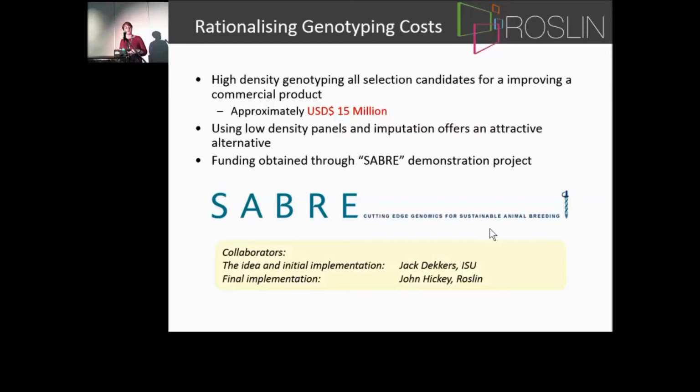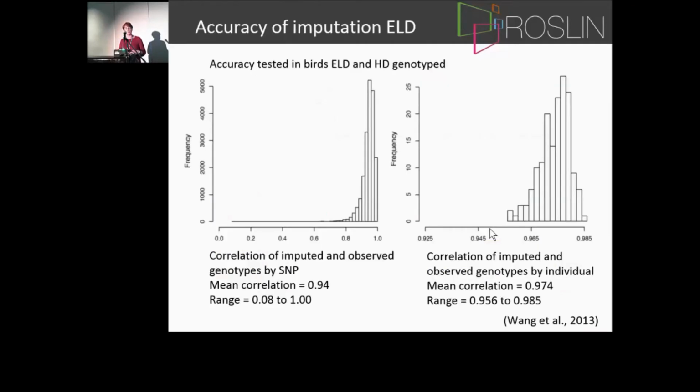So we were able to capture some funding from the EU. That may finish for us in the UK very shortly. And we collaborated with Jack Deckers at Iowa State and John Hickey at the Roslin Institute to deliver a demonstration project which tested the utility of evenly spaced low-density SNP panels. I'm not going to talk about the technology associated with doing the actual imputation, but I want to touch on some of the results that we were seeing and the importance of those results for our breeding program.